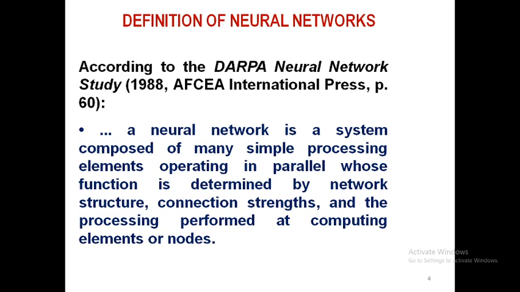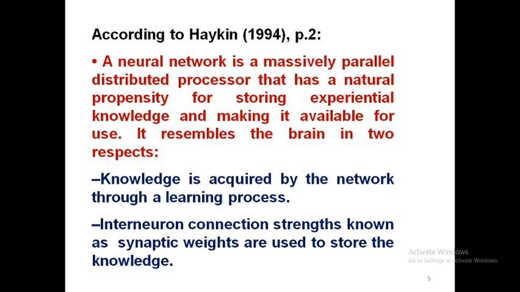So this is one of the definitions, and another definition is according to Hawkins: a neural network is a massively parallel distributed processor that has a natural propensity for storing experiential knowledge and making it available for use. It resembles the brain in two respects. One, knowledge is acquired by the network through a learning process. Second, interneuron connection strengths, known as synaptic weights, are used to store the knowledge.